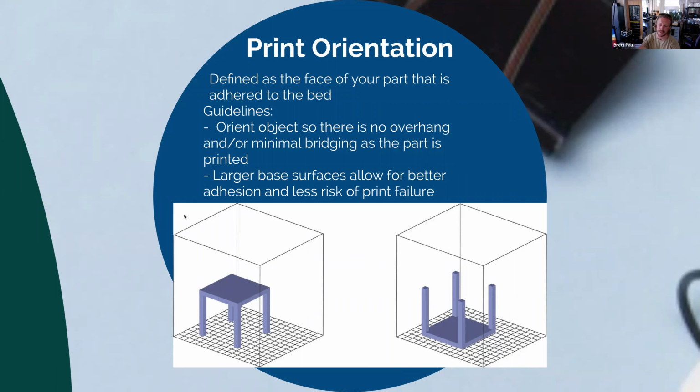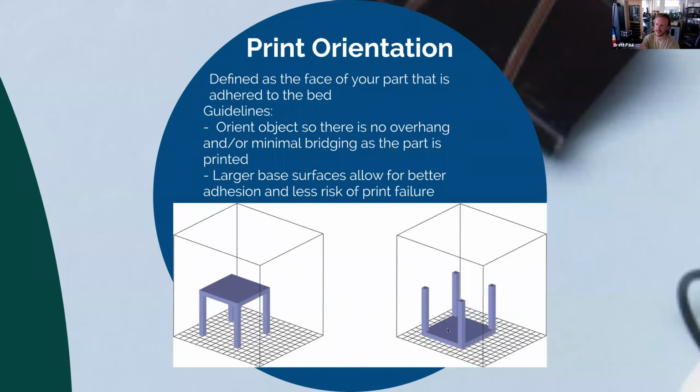If we look at this table here, you do not want to print like this, or it's less efficient to print like this, because first of all, you're going to have to print a ton of support material underneath this table. And the surface finish on the bottom is not going to be very nice, simply because it's built off of support material.